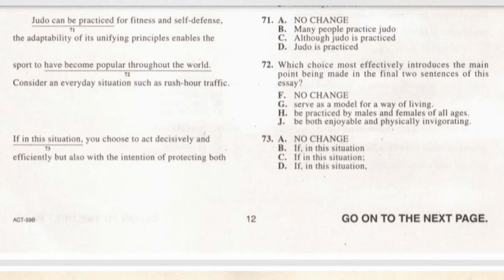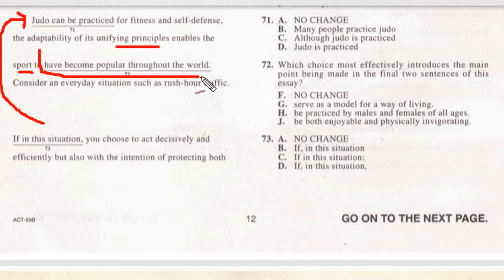So what do we do? We come back over here and we quickly, first, not all, but first, take a look at the topic sentence here. Judo can be practiced for fitness and self-defense. We're adapting the unifying principles that enable the sport to do something. Then, this is what they're telling us to change. We don't really know what this topic sentence is. These details, for me, I'm still a little bit confused.